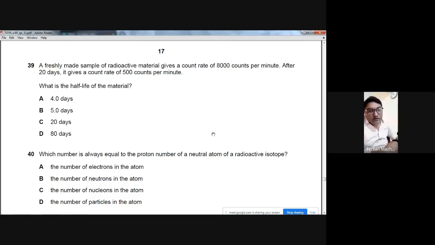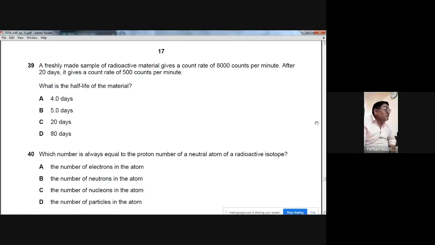How many times did you divide by 2? From 8,000 you took it to 4,000, then 2,000. From 2,000 it went to 1,000. From 1,000 it went to 500. So if I count 1, 2, 3, 4, four times I divided by 2, so 4 half-lives. He says a total of 20 days have passed. So divide 20 by 4, you get 5. So one half-life is 5 days. For 39, the half-life is 5 days. B is the option.